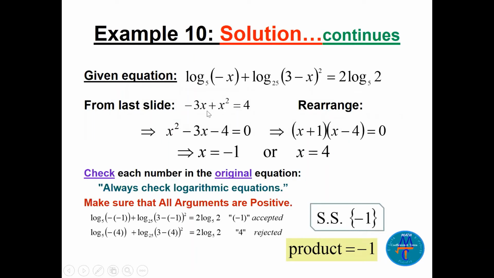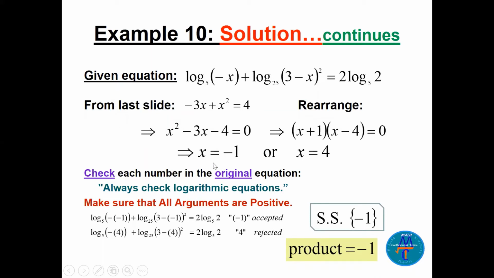So we have x squared minus 3x minus 4 is equal to 0. We factor it, x plus 1, x minus 4. As I mentioned before, any solution you get from a logarithmic equation, you have to check it in the original equation, negative or positive. Any one can be rejected or can be accepted.